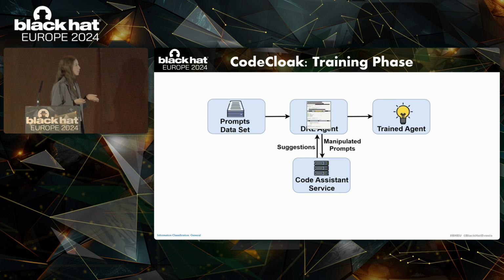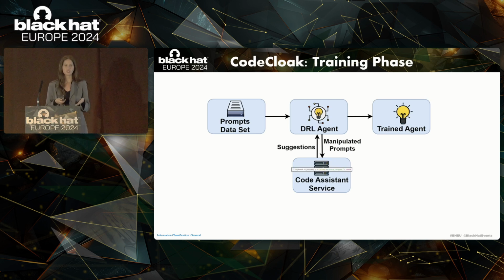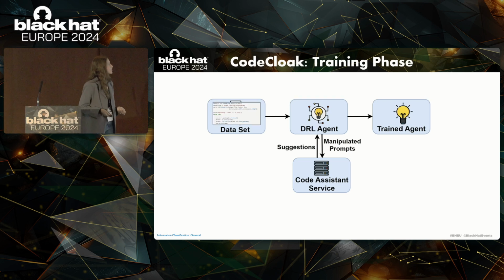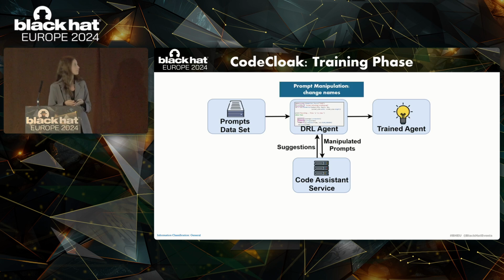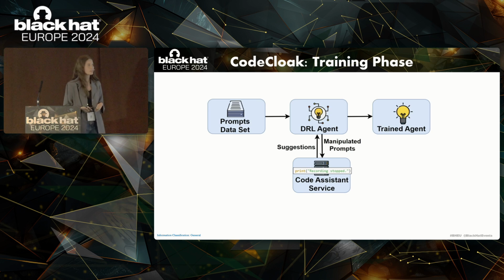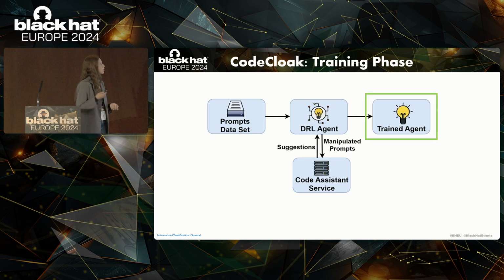We send the full prompt to our code assistant service. The code assistant service generates a suggestion, which is sent back to the DRL agent. The DRL agent then calculates the reward based on what we said before. Now we send the second segment to our DRL agent, which chooses to change names. We again send the full prompt to the code assistant service, which generates another suggestion that is sent back to the DRL agent. Again, the DRL agent calculates the reward. And lastly, after many steps and episodes, where in every episode the DRL agent gets another prompt, we get our trained agent.